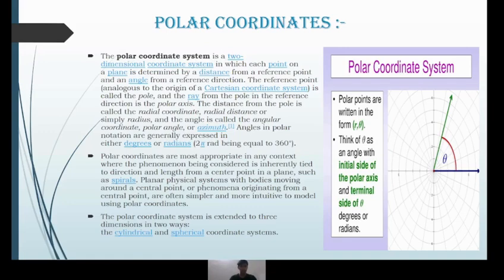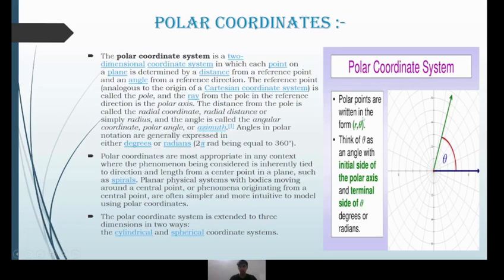Polar coordinates are the most appropriate in any context where the phenomenon being considered is inherently tied to the direction of lines from a center point in a plane, such as spirals. Planar physical systems with bodies moving around a central point, or phenomena originating from a central point, are often simpler and more intuitive to model using polar coordinates. The polar coordinate system is extended to three dimensions in two ways: the cylindrical and spherical coordinate systems, which we will be learning in the next slide. Polar coordinate system.